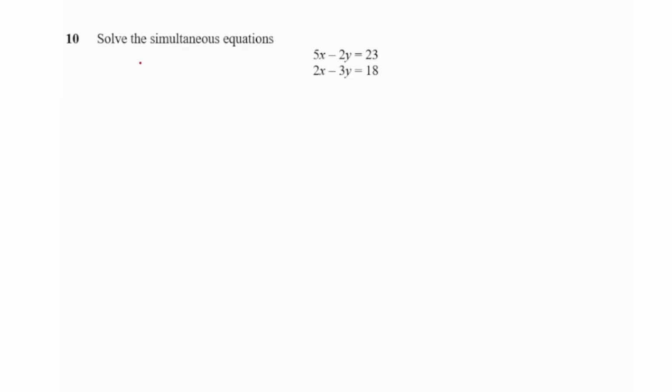So the question says solve the simultaneous equations. So we have two different equations. Let's say this is equation number 1. This is equation number 2. We need to solve for the variables. So we have the x variable and the y variable. We need to eliminate one of them. If we multiply equation number 1 by 3 and equation number 2 by 2, we will have another equation.